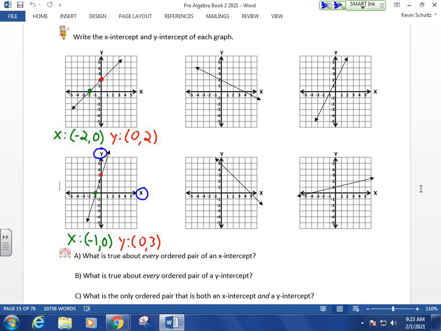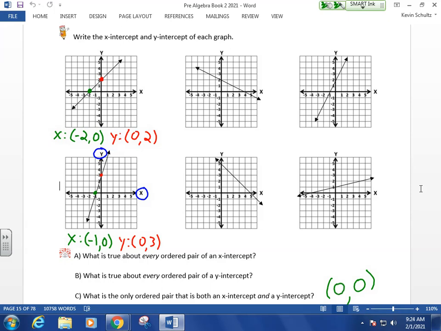Okay. Anything else? Any others you want to talk about? Yeah. What if it's on the middle? Okay. So there's a question down below there, question C. It says, what is the only ordered pair that is both an x-intercept and a y-intercept? Well, by definition, in order for it to be an x-intercept, that means that the y value needs to be 0. But if it's also a y-intercept, that means the x value needs to be 0.